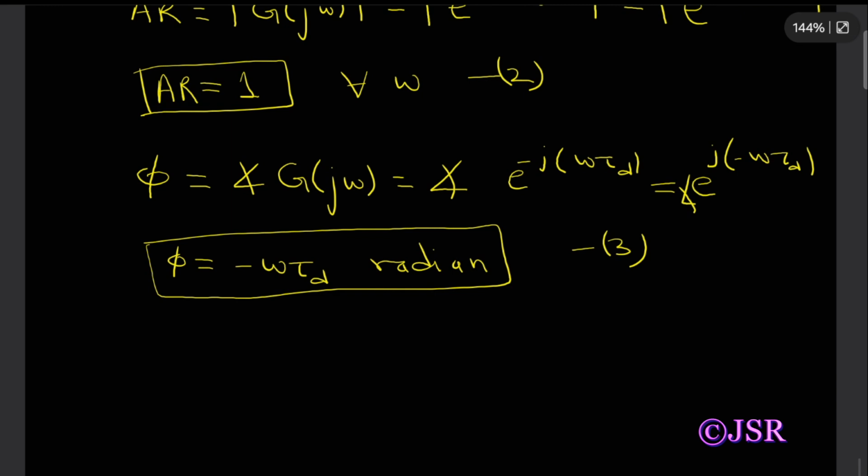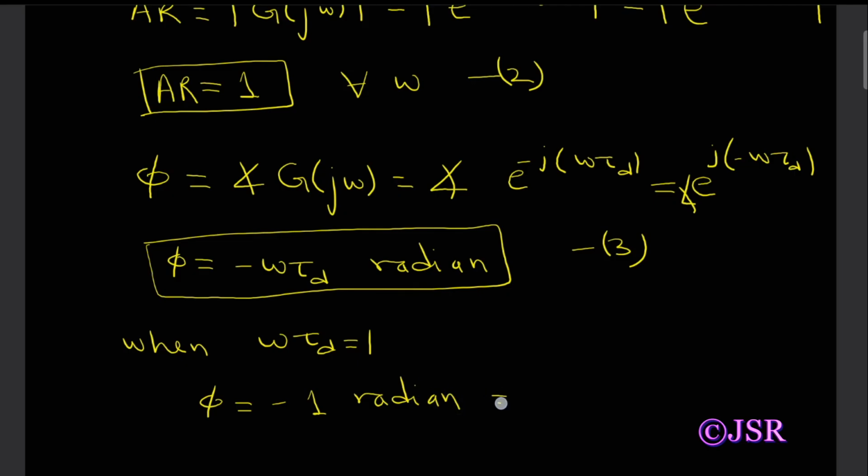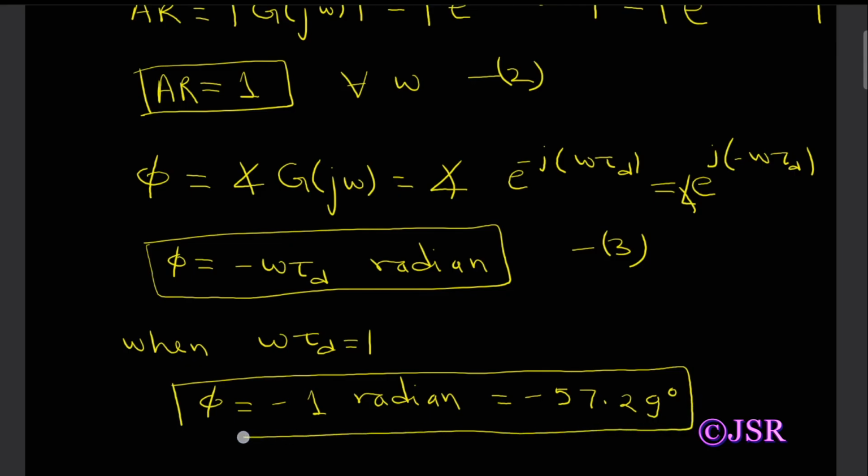So when omega tau d is 1, phi will be equal to minus 1 radian, and that will be equal to minus 57.29 degree. This will be equation number 4.